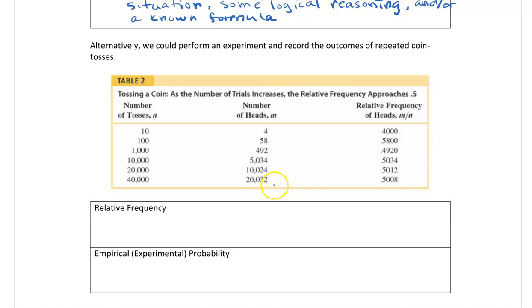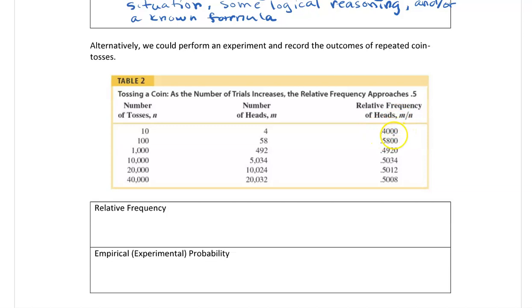Over here, they've calculated the relative frequency of heads. 4 out of 10 coin tosses were heads, so the relative frequency for those 10 tosses is 0.4, or 4/10. As a percentage, it would be 40%, but for the most part in this chapter, we're going to be dealing with a decimal representation of probability, not percentages.